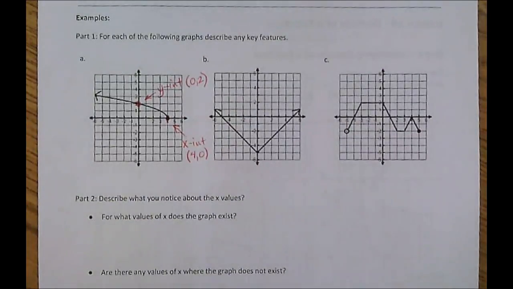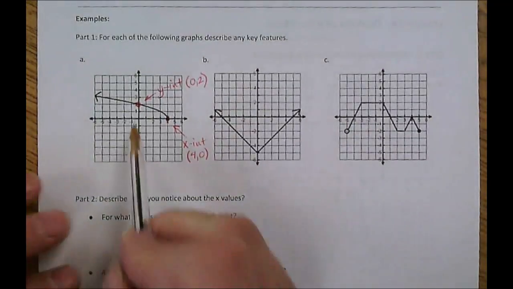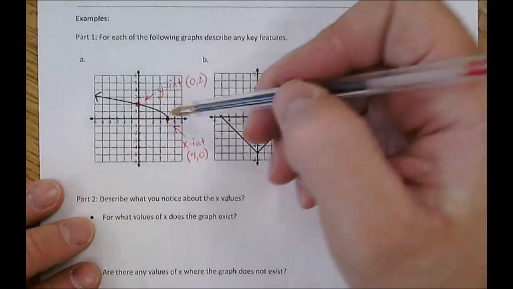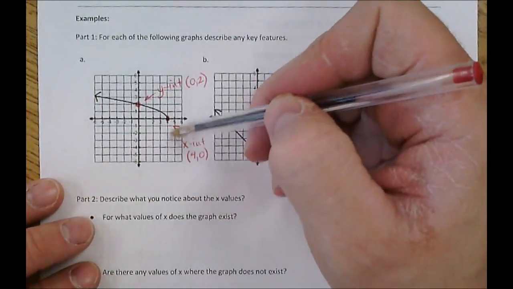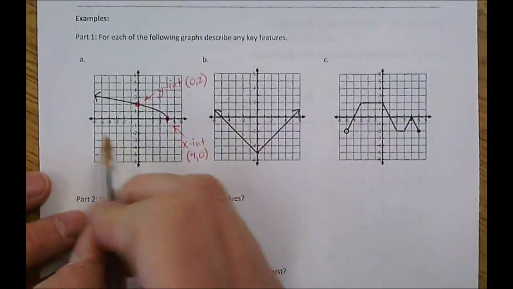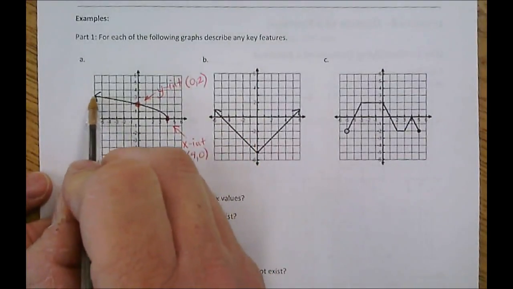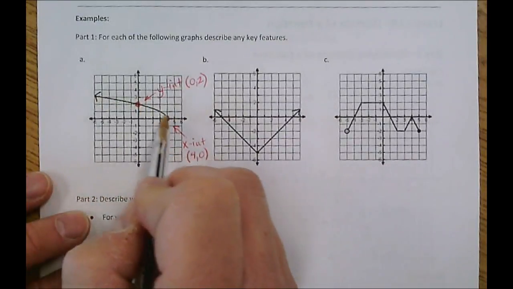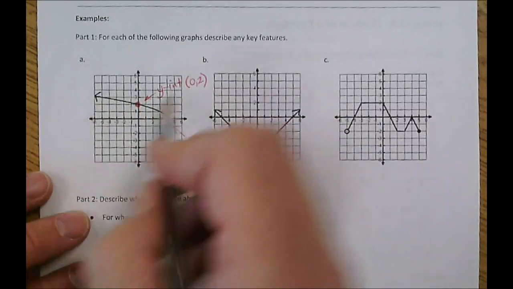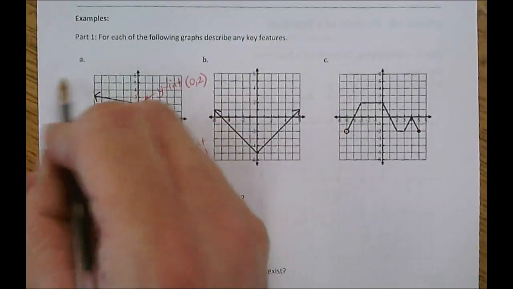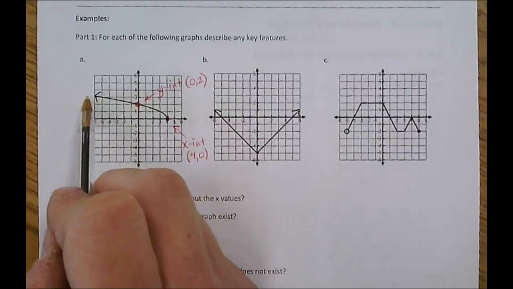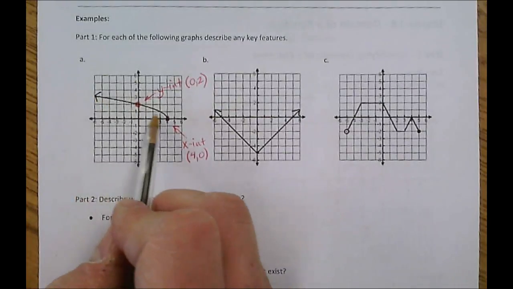Some other key features that we were asked to identify. The function is positive because nowhere does this function go below the x-axis into negative land. And also, as we move from left to right, the function is decreasing. I don't see any indication that the function changes and becomes an increasing function over in this region where we don't see the graph. So I'm going to make the prediction that this function is an always decreasing function.